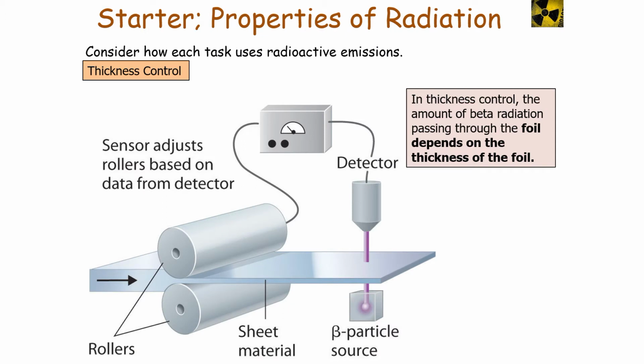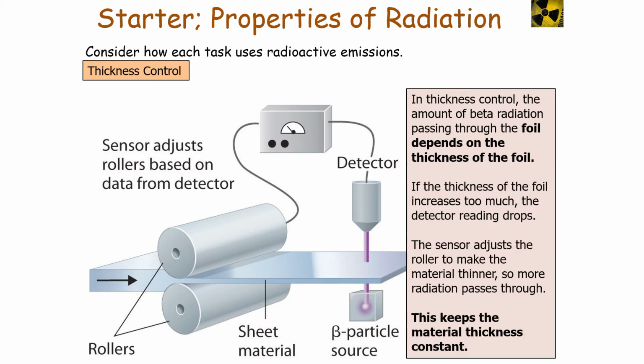The first thing we're going to look at is thickness control, which allows you to control how thick particular metals are made. In thickness control, the amount of beta radiation passing through this metal foil depends on the thickness of the foil. If the thickness of the foil increases too much, the reading on the detector would drop because more of the beta particles will be blocked by the foil. So the sensor adjusts the roller to make the material thinner so more radiation passes through.